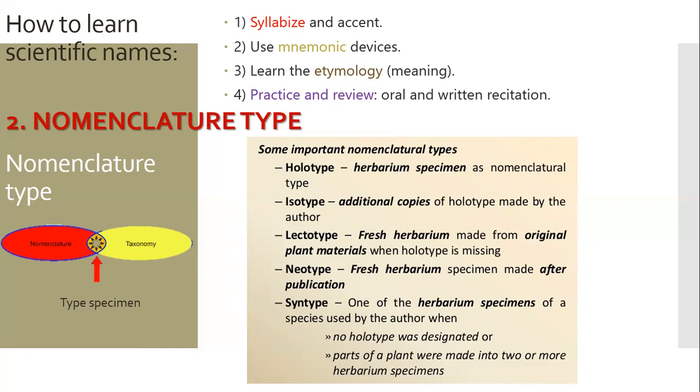And third, learn the etymology or meaning of scientific names. Scientific names often are descriptive about the morphology of the plant. Once you know, for example, that the Latin word alba means white or that leptophylla means narrow-leaved, you can better associate the name with the organism. Other scientific names may be named after a person or place of significance. Learning the history of these commemorative names may be helpful in memorizing them.